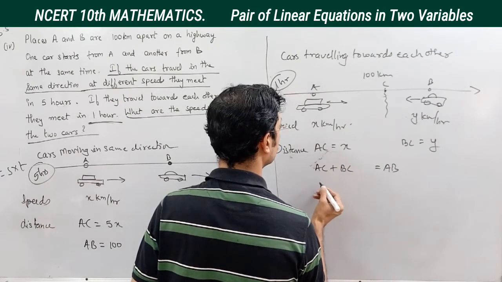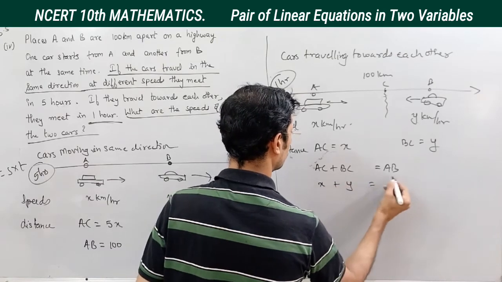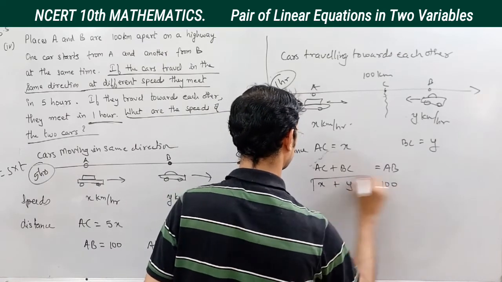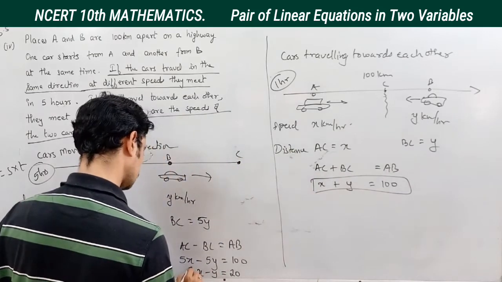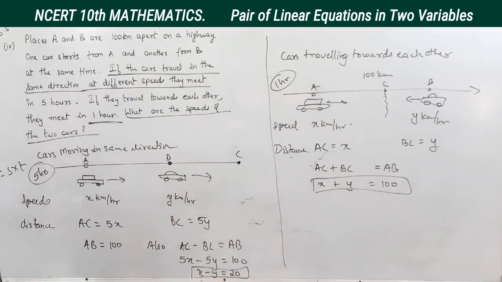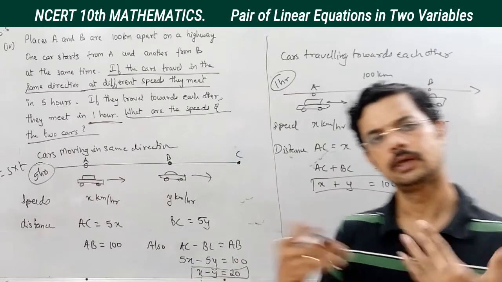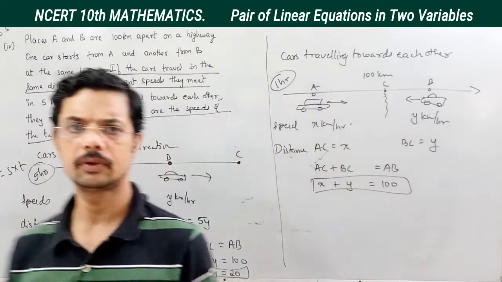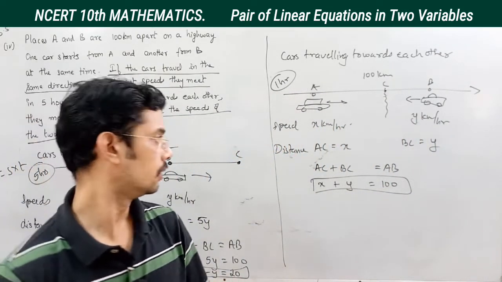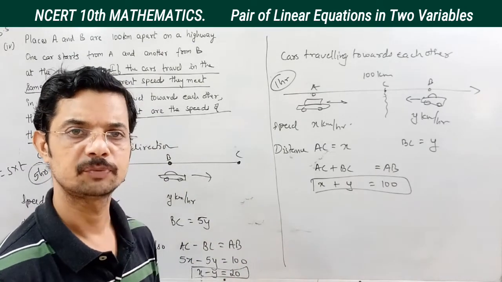What is AC? AC equal to x, plus BC is y. What is AB? AB is 100. So we have the second equation. We have the first equation here. So we can solve these two equations. Okay, fine. Now let us go for the normal problem. You know how to solve the problems. So these are the two equations. If you solve these two equations, you get the different speeds.